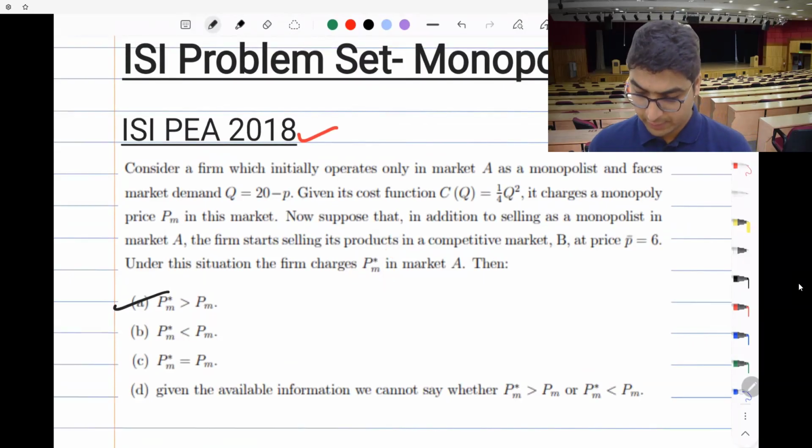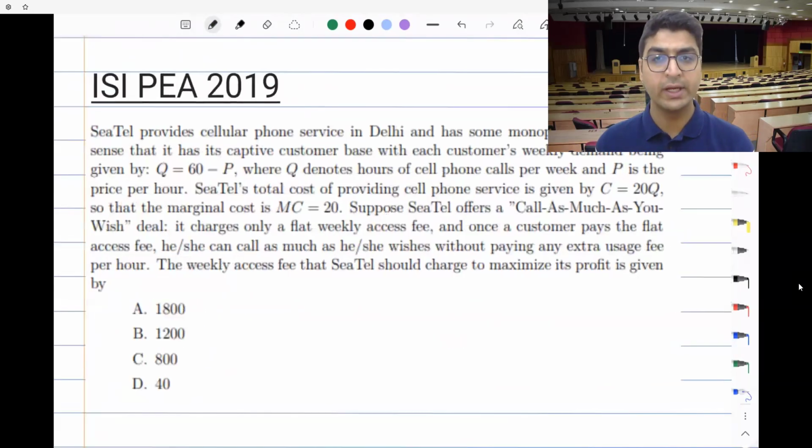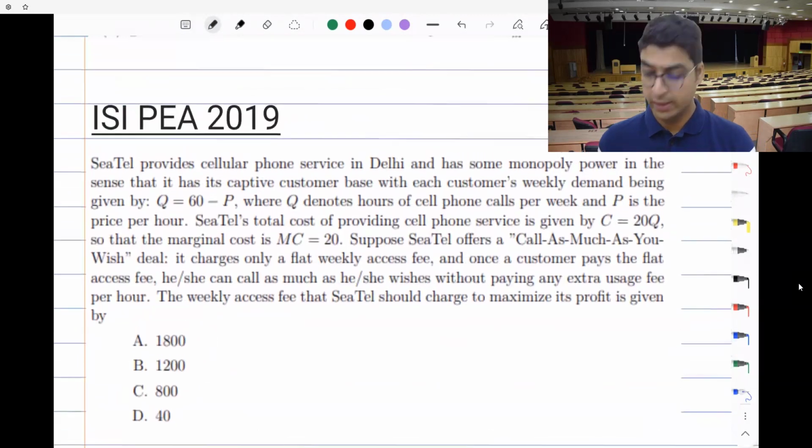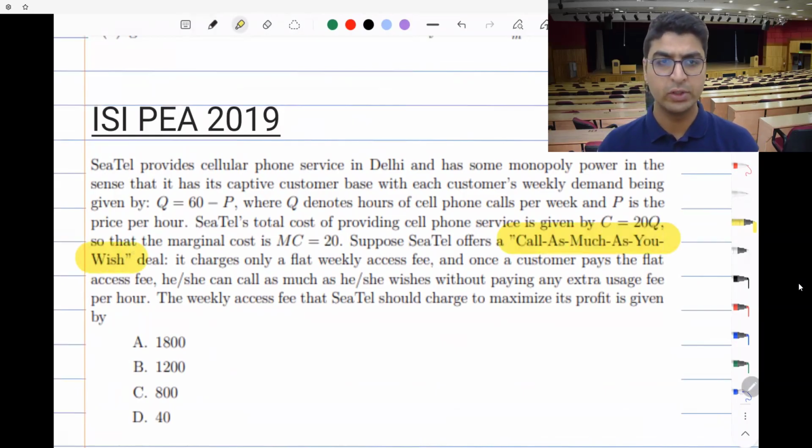Moving on, another question is from 2019, and it's a very famous problem, and it also came in the ISI interview of 2021. तो ये क्वेश्चन 21 के इंटरव्यूज में भी पूछा गया था, ठीक है, in the last round of ISI. But anyways, let's solve this problem.